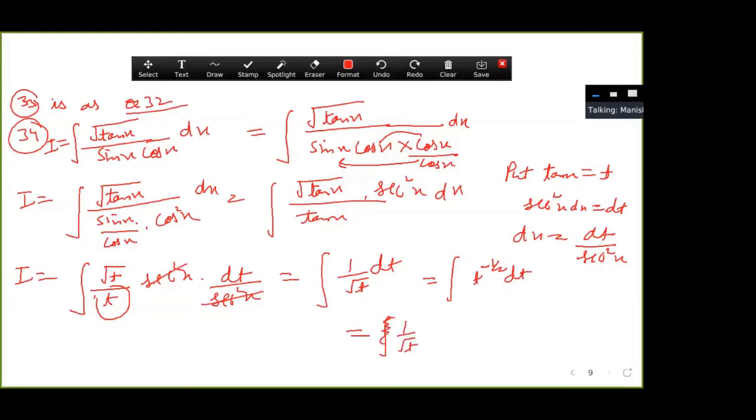Now we have integrated 1 upon root t. Divided by 1 by 2, it means there is a 2 also. So this is 2 root t plus constant. Minus half plus half, that is 2 root t plus constant. 2 into root t means 2 into root tangent x plus constant. Okay, this is question number 34.